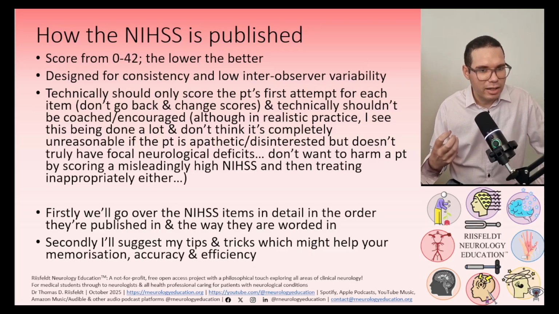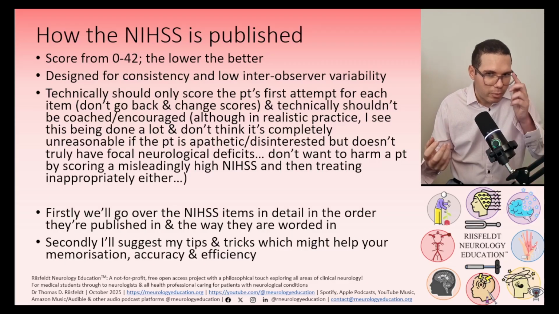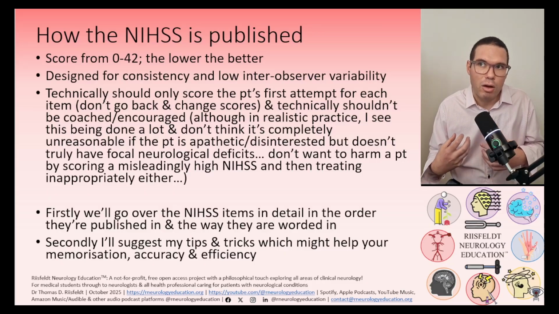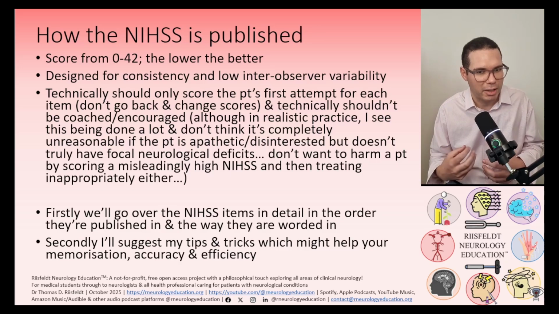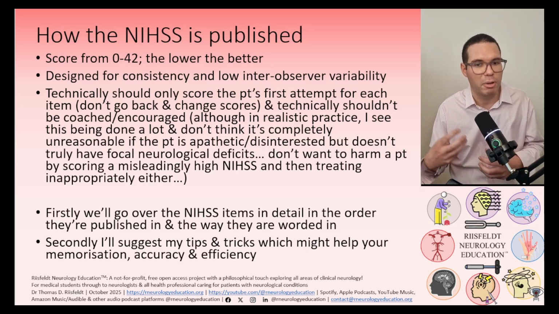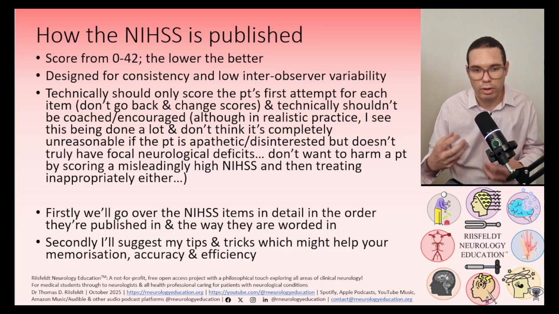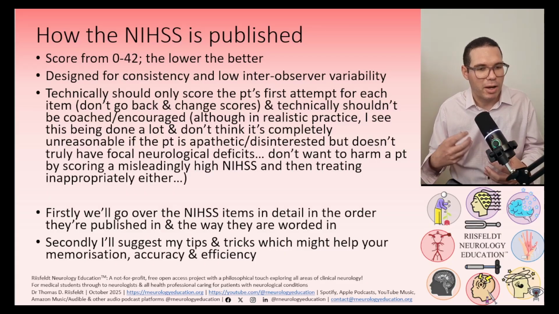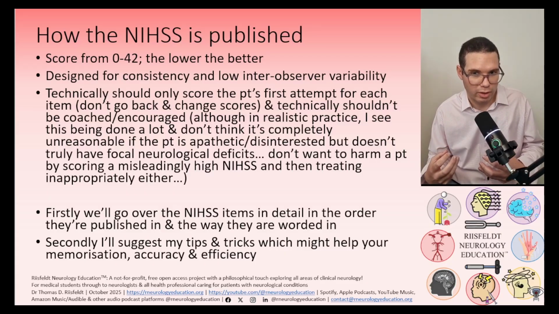The other thing is, technically, the NIHSS publication states that you're not supposed to coach and encourage the patient. In my own experience, realistically, I don't think that's particularly realistic. And I see patients being coached and encouraged a lot. And I can see why it's included in the publication, but I don't think it's completely unreasonable to coach the patient if they're clearly apathetic and disinterested, and they don't really want to be there, and they don't really want to be engaging with you or doing the NIHSS assessment, but they might not actually have true neurological deficits.